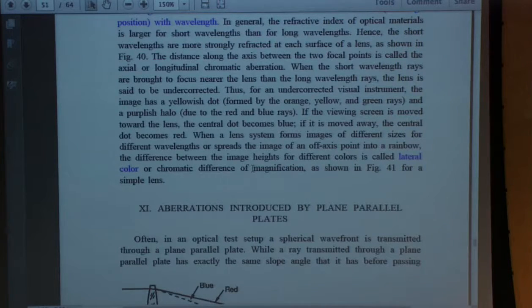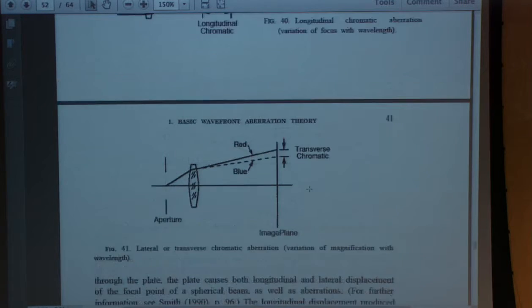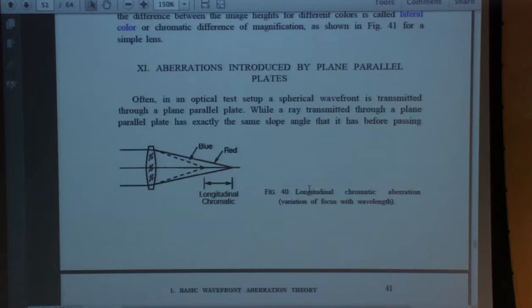We also have a variation of magnification with wavelength. We call that lateral color. And so here with our lens forming an image of something, the size of the image will be different for the different wavelengths. And that's everything I was going to say about chromatic aberration. Okay.